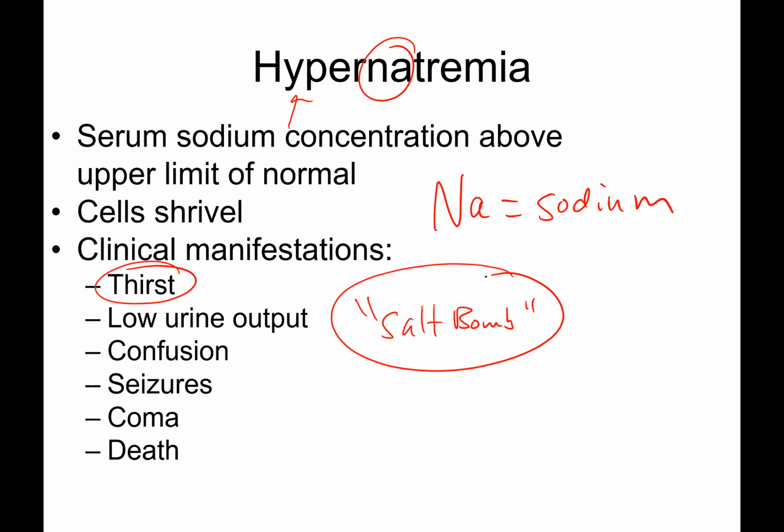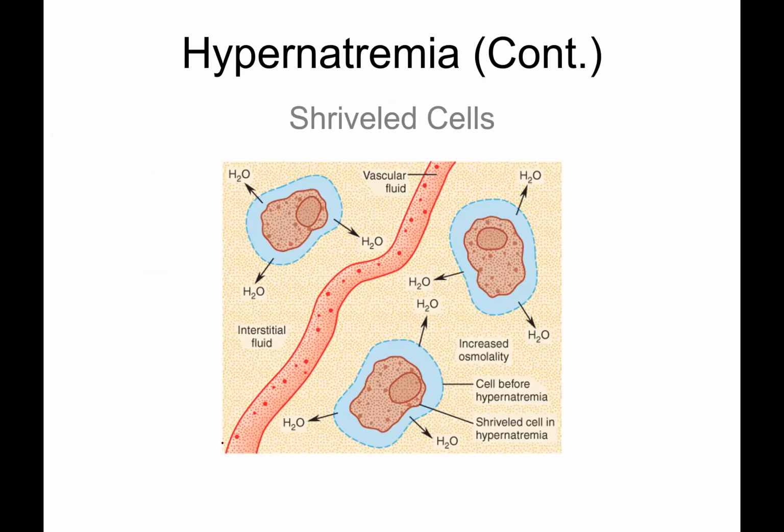It can be as simple as you're thirsty. It will decrease urine output as your body is trying to hold on to fluid. So the salt concentration isn't so much. If it keeps going, you can be confused, it can cause seizures, can put you in a coma, can even result in death. Hypernatremia causes the cells to shrivel.